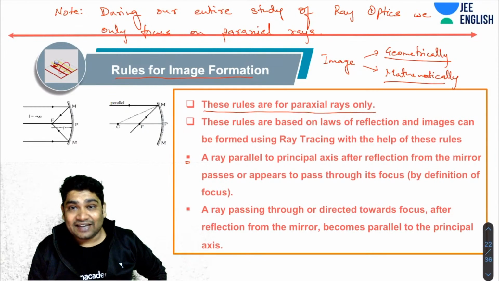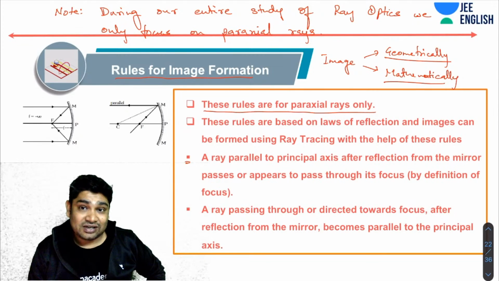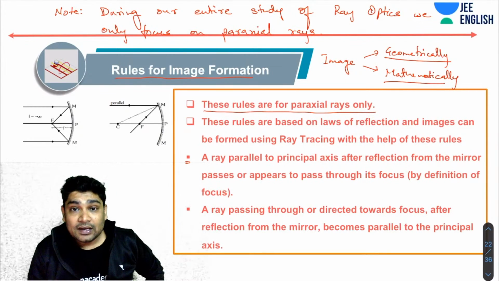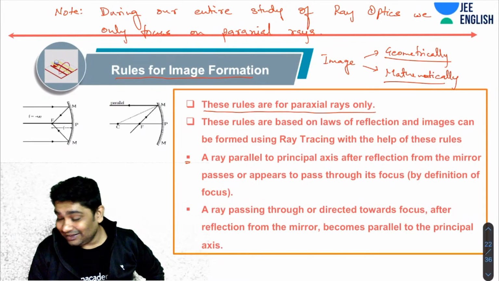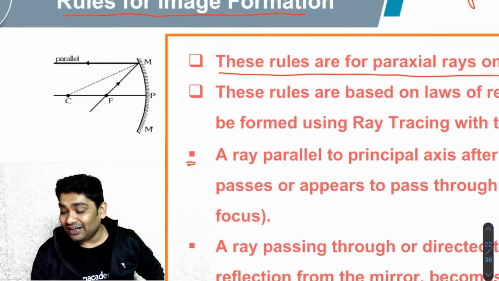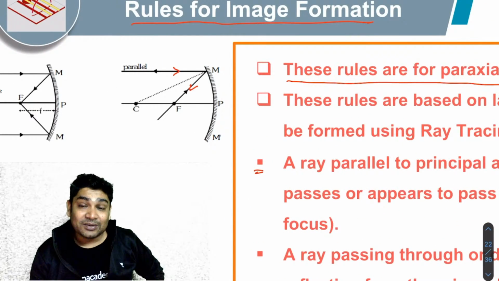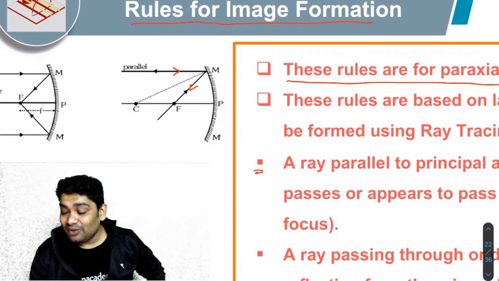The next ray that we need to consider is a ray passing through or directed towards the focus, which will become parallel to the principal axis after reflection. This is simply by the principle of reversibility of light. If a ray which goes like this passes through the focus after reflection, then the reversibility principle suggests that any ray moving like this, after reflection, would go like this.